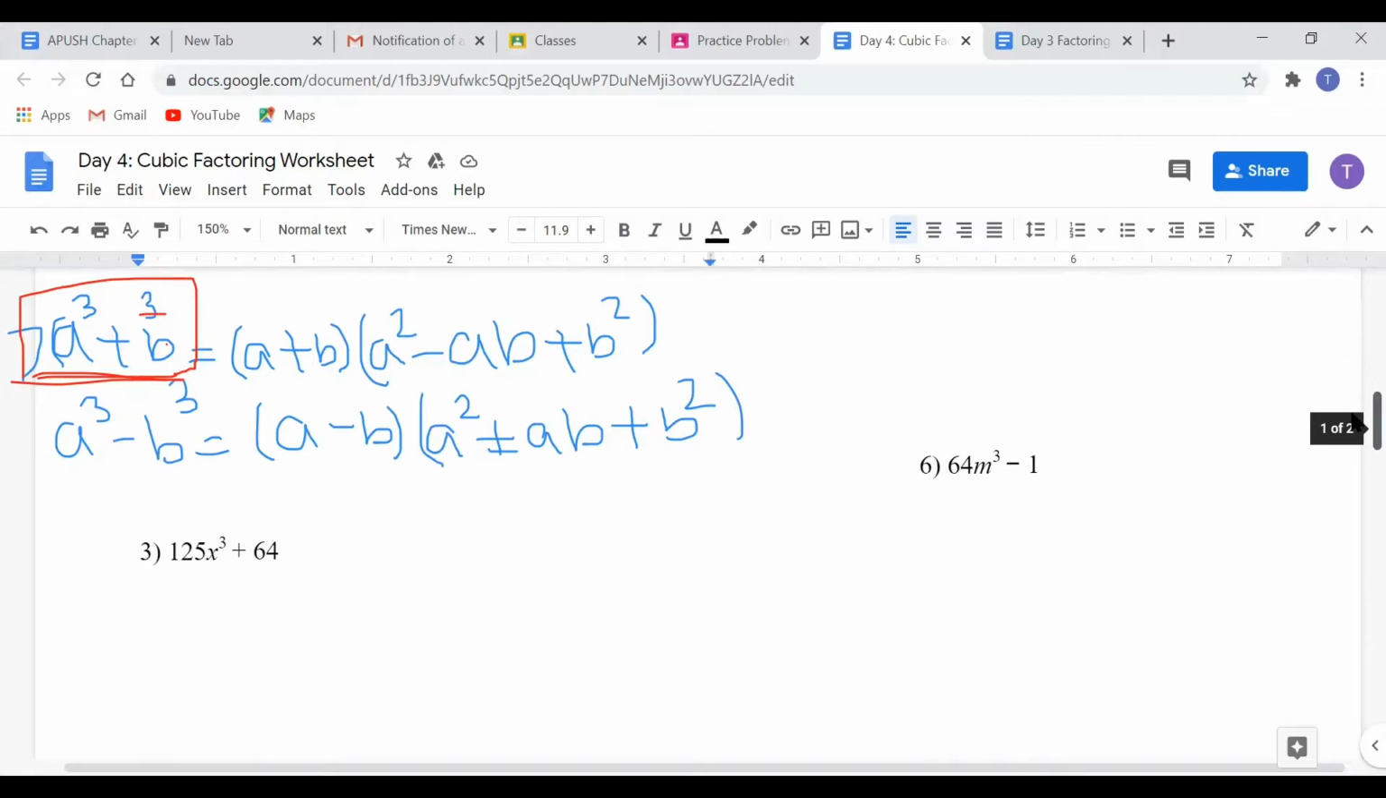Try number 3. The one that's down here. Try that one. And I'm gonna give you guys about 2 minutes to practice that problem.